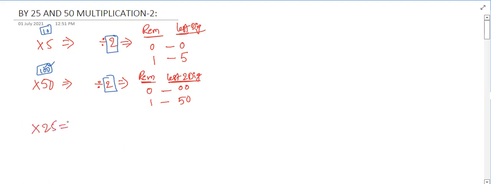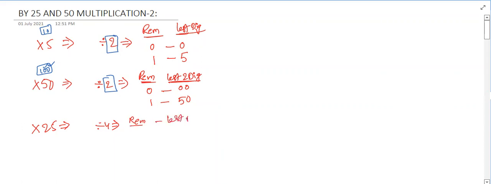Multiplication by 25. Tell me what to do. I don't want to directly multiply by 25. What can I do? Instead of multiplying by 25, what can we do? Tell me, Sharanya. Divide by 4. Yes, very good. So we have to divide the given number by 4. And based on the remainder, we keep the last 2 digits. And what are the remainder possibilities? 0, 1, 2, 3. Very good.